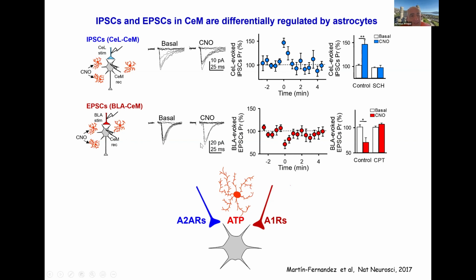So the astrocytes enhance the inhibitory synaptic transmission in this nucleus and at the same time decrease the excitatory synaptic transmission in the nucleus. So they produce the enhancement of the inhibition and the decrease of the excitation.